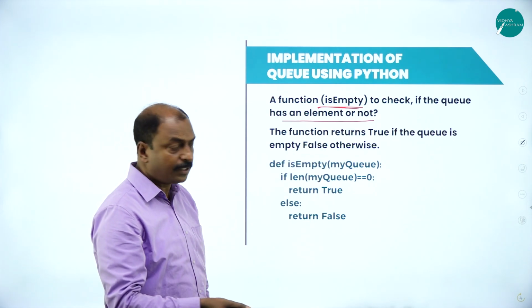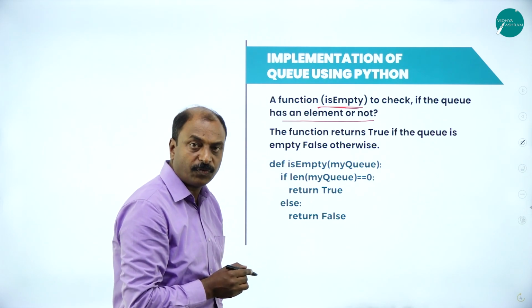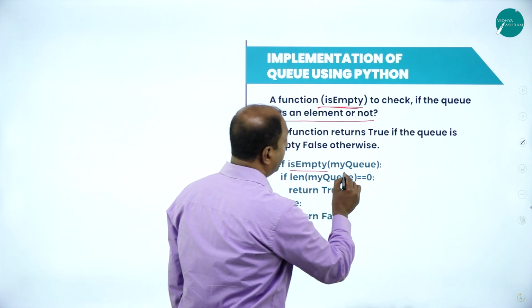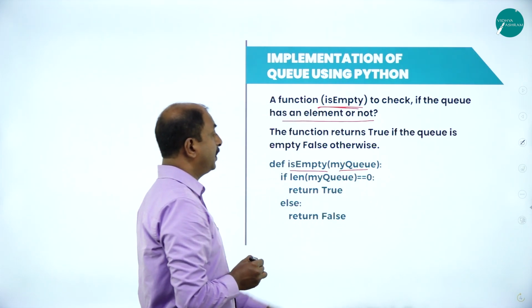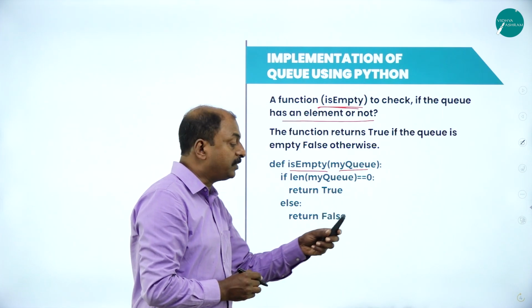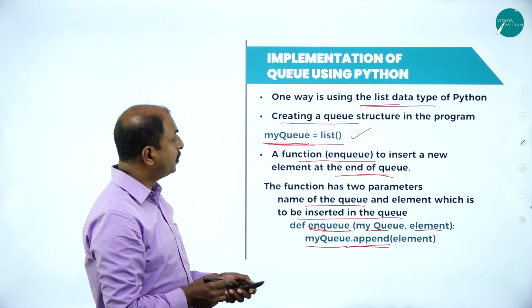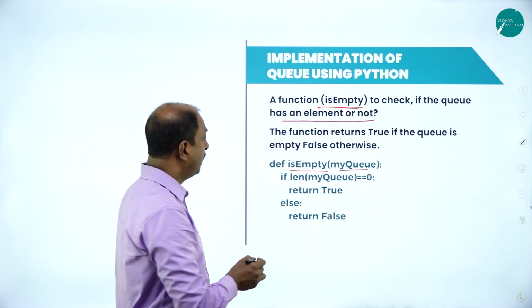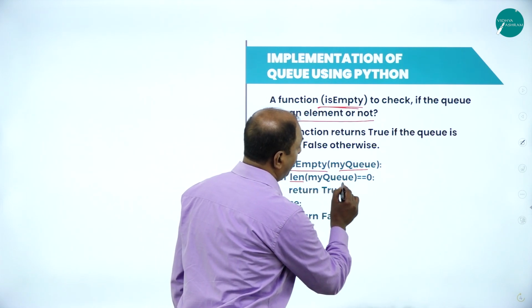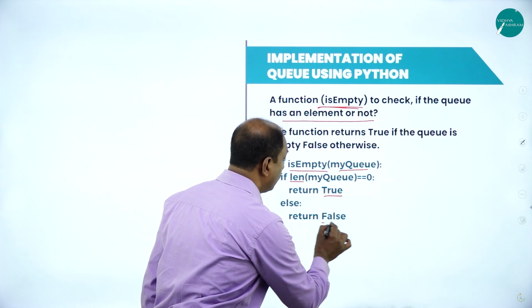How do we implement it? We are defining a function with DEF. DEF stands for defining a function, and here is empty is the name of the function. This is the name of the queue which has been defined at the beginning of the program, so myQ, colon. We are using the length function. If length of myQ equals 0, then return true, else return false.